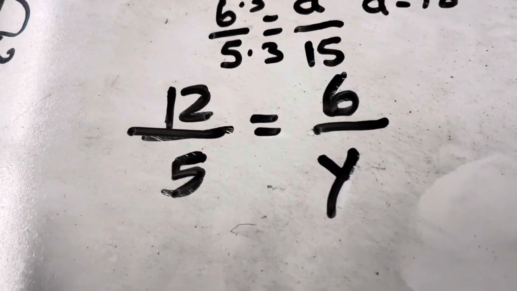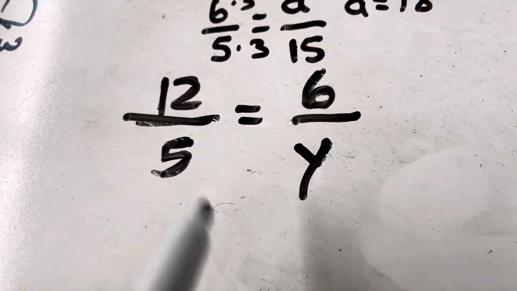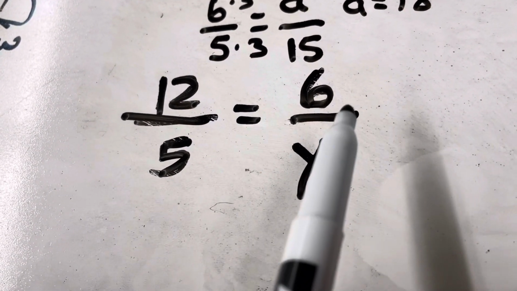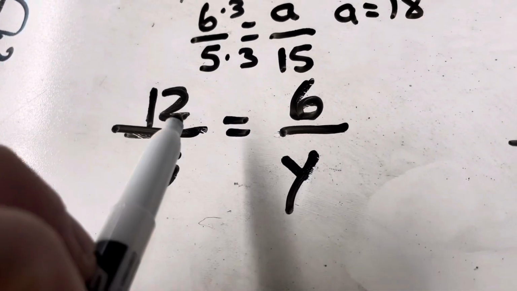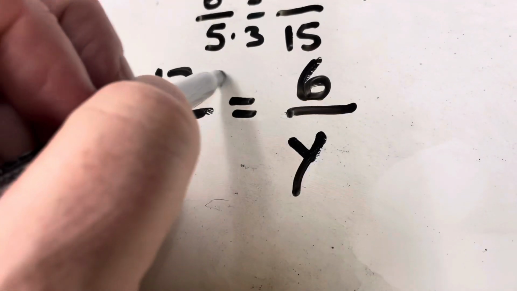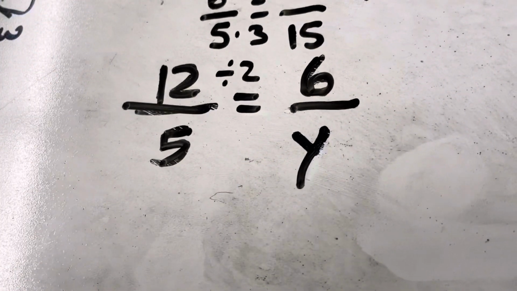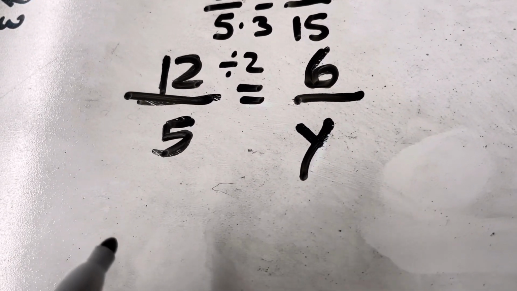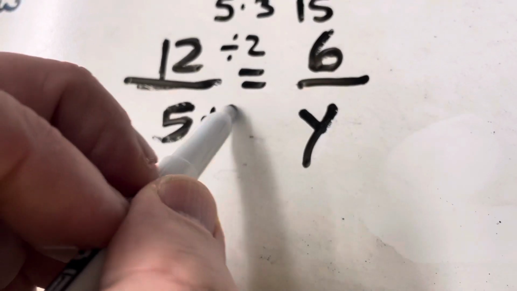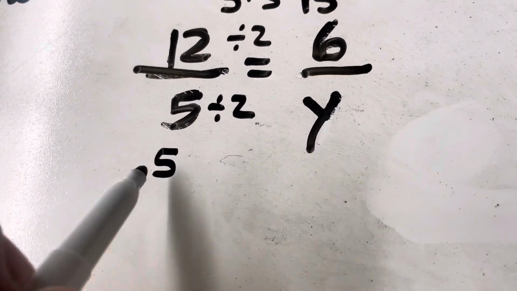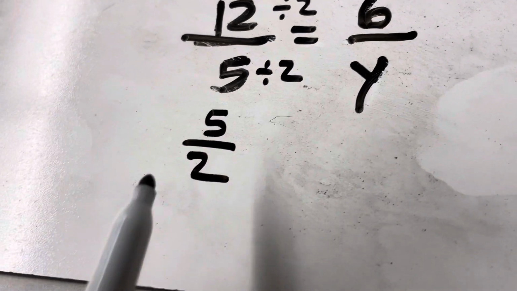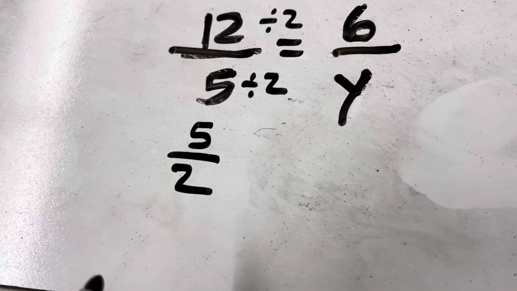All right, moving right along. 12 over 5 equals 6 over y. When I'm thinking, what did I do to 12 to get 6? I see that I divided by 2. So I'm going to do 5 divided by 2. I'm going to think of that as the fraction 5 over 2, and that's okay, because that's in simplest form.